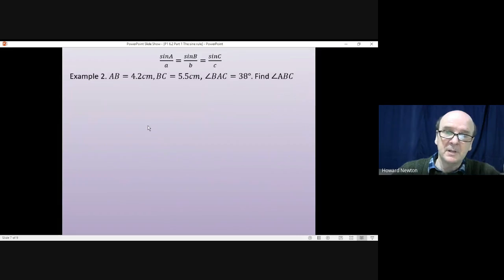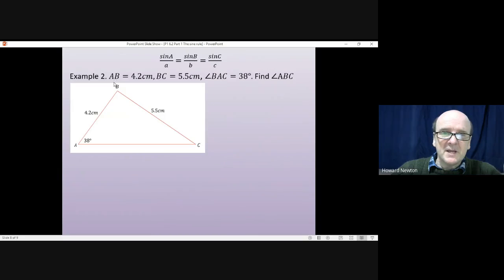Okay, let's have a look. As we said, you should do a quick sketch first of all. It doesn't take long. So the side AB is 4.2, the side BC is 5.5, and it's angle A that we know, which is 38 degrees. And once again, we do have a matching pair. We know the size of angle A, and we know the size of the side opposite it.